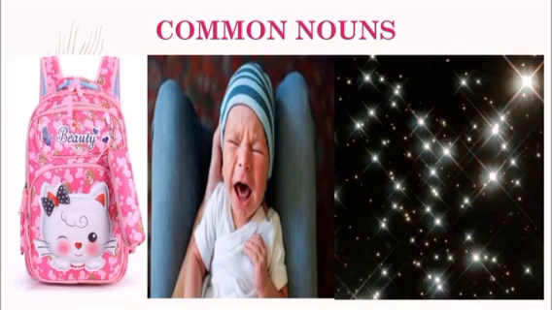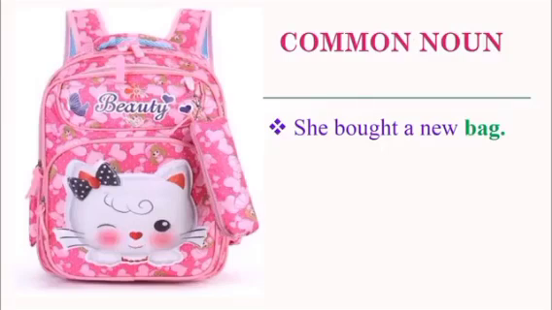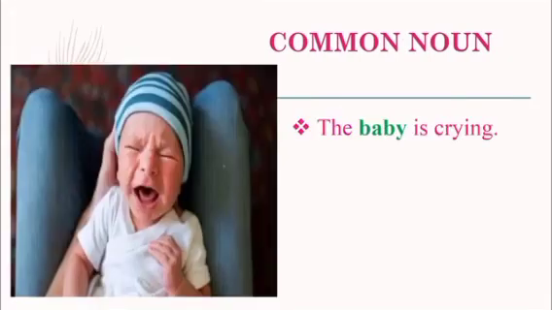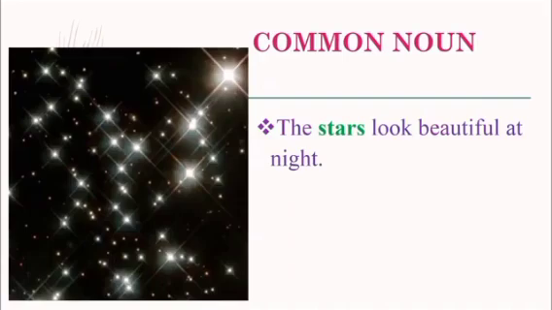Students, now we are going to frame a sentence for each picture. She bought a new bag. In this sentence, bag is a common noun. In this picture, what the baby is doing? Yes, the baby is crying. In this sentence, baby is a common noun. The stars look beautiful at night. In this sentence, stars refers to common noun.